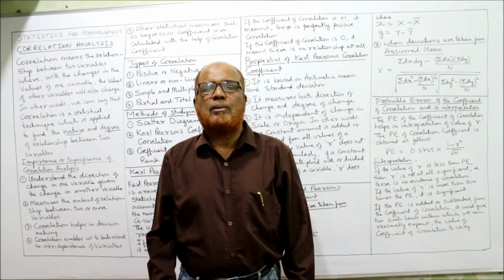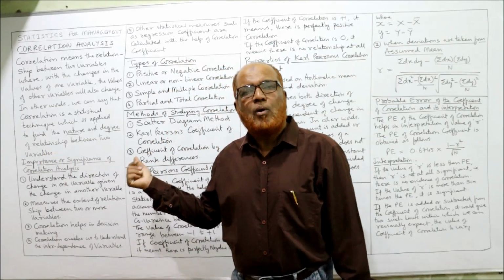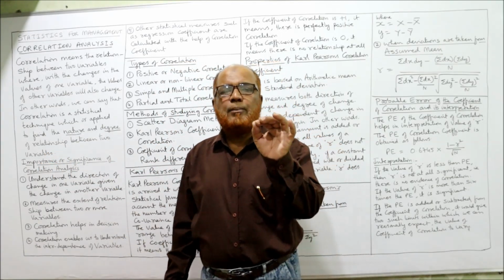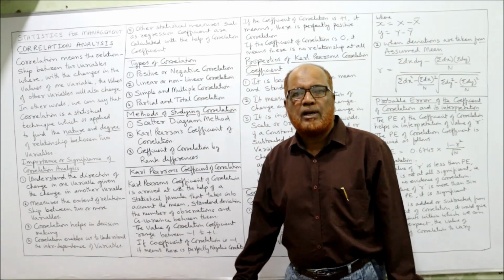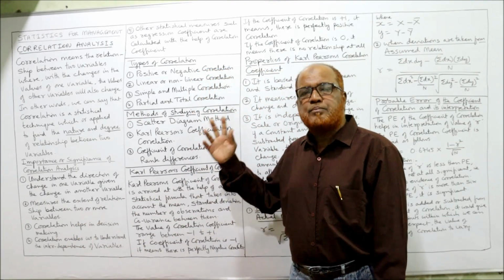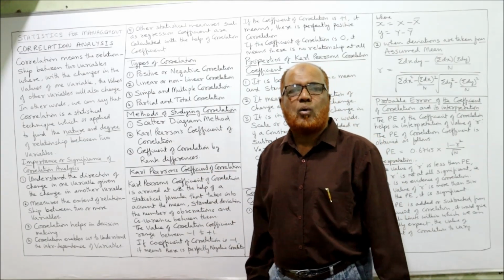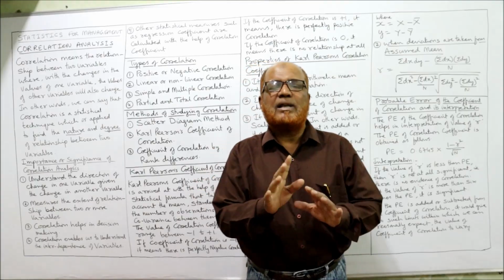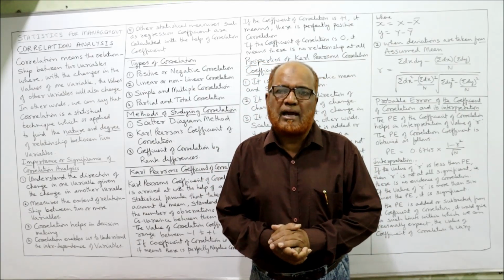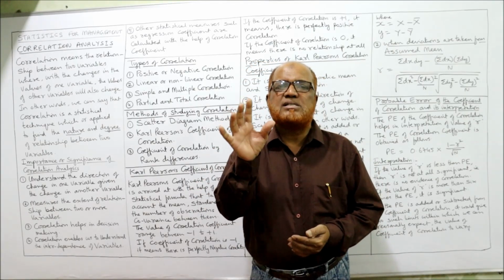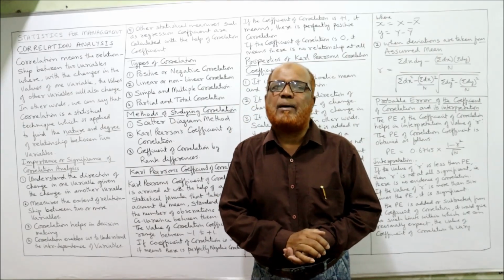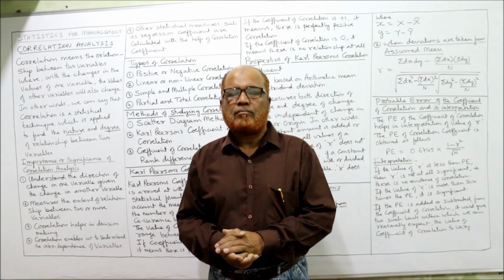So I have explained the meaning of the term correlation. What is the significance or importance of calculating correlation? Then what are the different types of correlation? Then what are the methods of calculating correlation? The first method is the scatter diagram method, which is not reliable because we only get a bird's eye view by applying a scatter diagram.